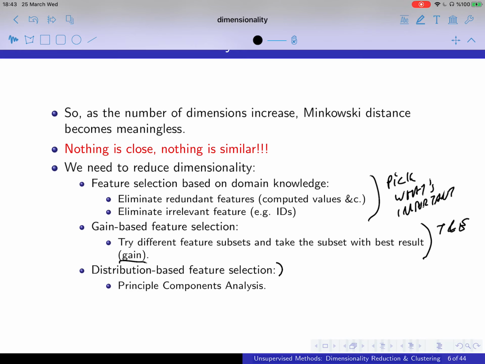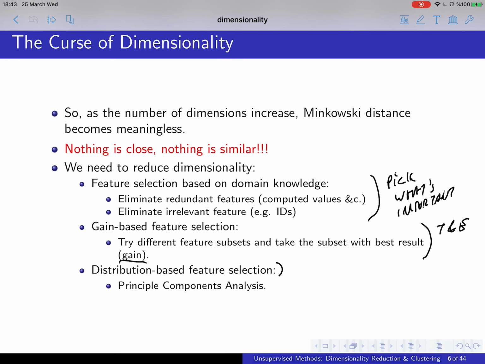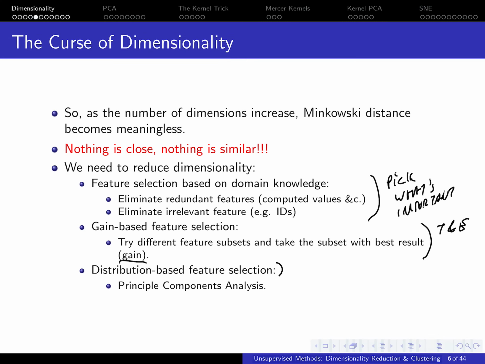Namely, we pick a dimension where there's a lot of variance, right? So if your data varies very little in one dimension, but varies a lot in some other dimension, then the second dimension is obviously a better choice. So what we talked about was PCA.